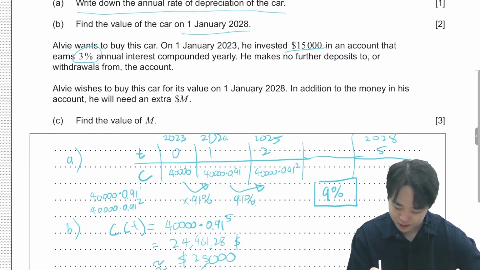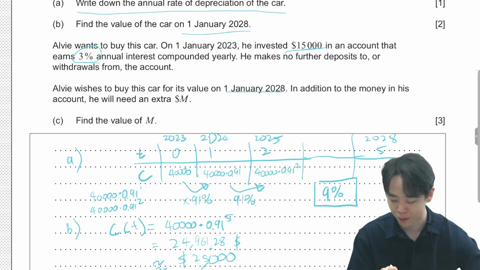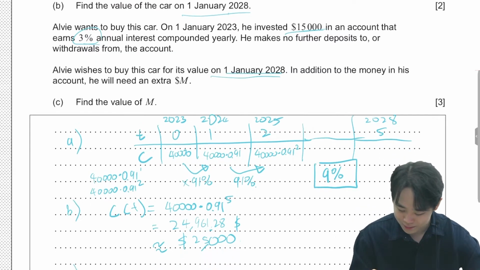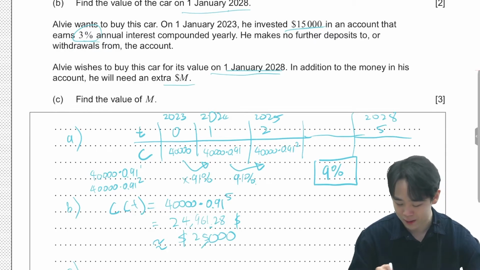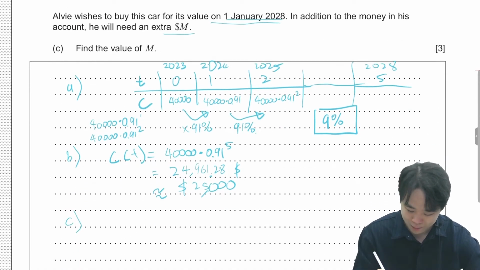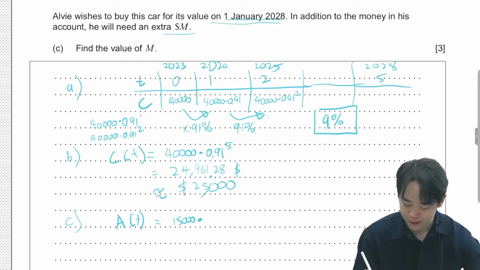So we need to talk about what this money will be worth in 5 years' time. Okay. And then we need to subtract the value of the car back then. So basically we need to find out how much extra money he would need. So let's first talk about how much Alvi's money is going to grow, right? So this is going to be 15,000. And for each year, we're going to multiply this by 1.03.